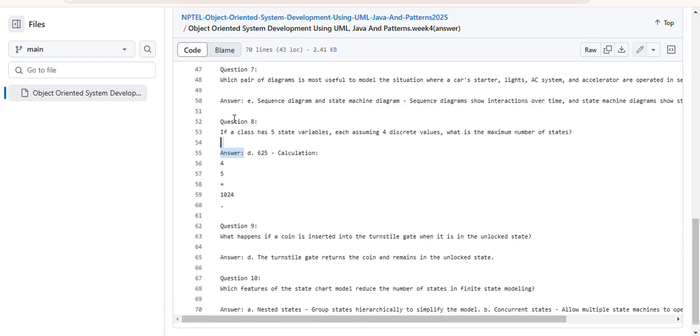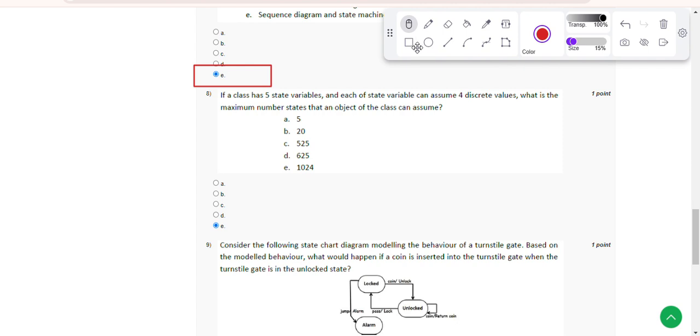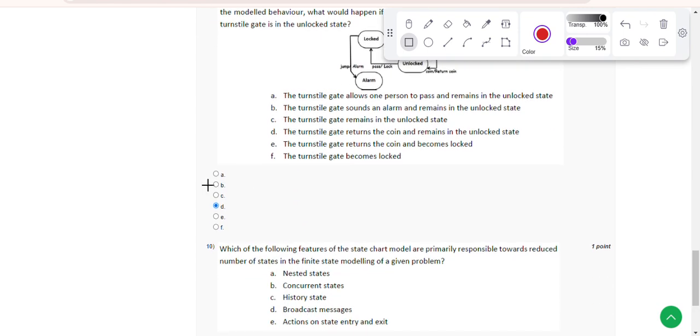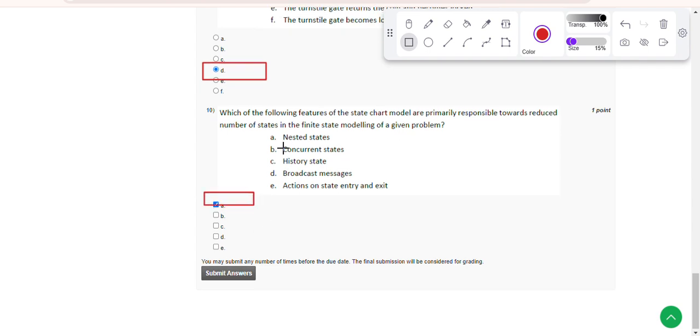Here the seventh question answer is E, sequence diagram. So here the answer is sequence diagram. Here the eighth question answer is 1024, which is the correct answer. D is the correct answer. The 10th question, nested states. After completing, just click here. The answer will be automatically submitted.